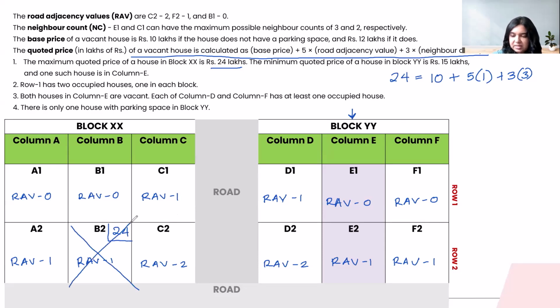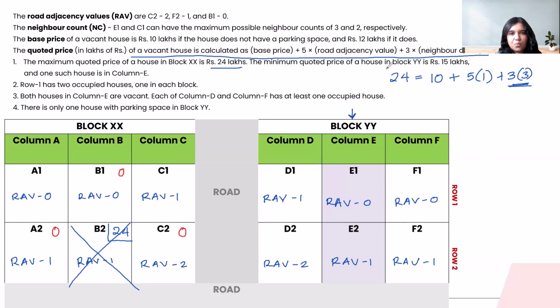However, we have considered that 24 lakhs is possible only if B2 has 3 neighbors, which means all the 3 neighbors of B2 have to be occupied in that case. Let me fill that up as well. So flat A2 is occupied, flat B1 is occupied, and flat C2 is also occupied. This is clear with the rupees 24 lakhs flat.